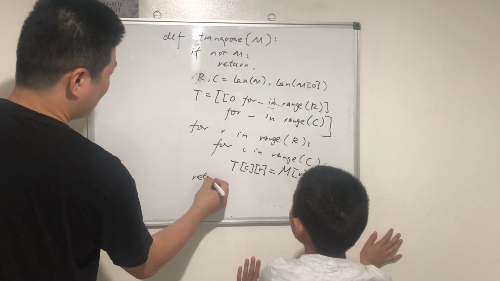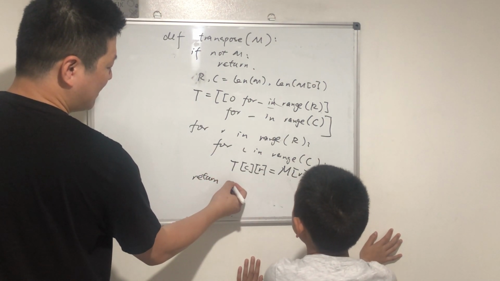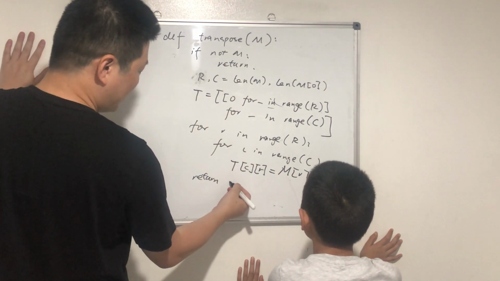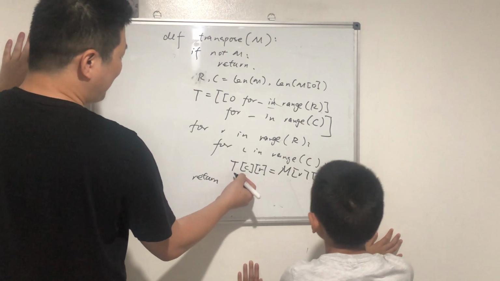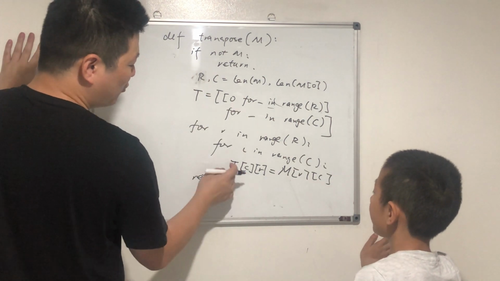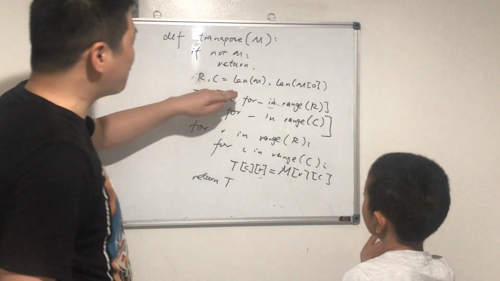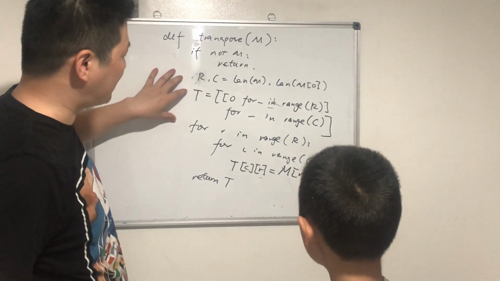Return which matrix? M is the input, what's the output? Come on, it's very obvious. What are we doing here? The target, the transpose. We are creating a new matrix, so the space complexity is O(R times C).